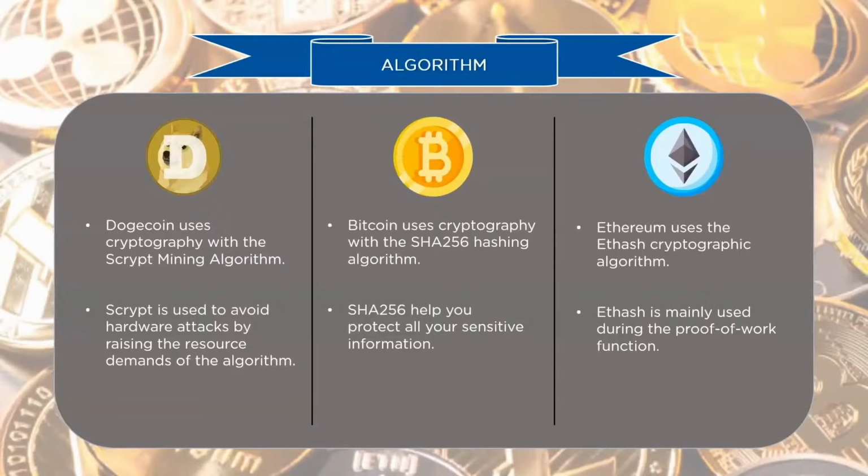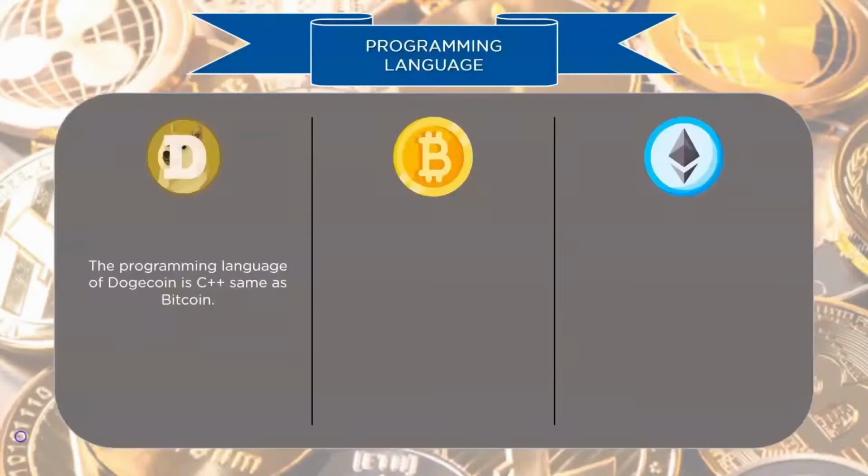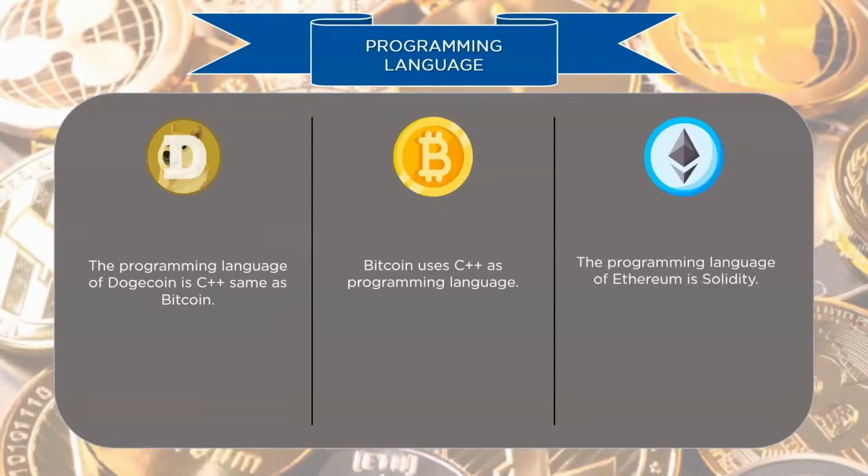Moving on, the following comparison: programming language. Dogecoin is considered to be an altcoin for Bitcoin. Both Dogecoin and Bitcoin use the same programming language, C++. It is a stack-based programming language used to give Bitcoin and Dogecoin software instructions on how to make transactions. On the other side, Ethereum uses Solidity, which is a high-level programming language used by Ethereum for implementing smart contracts.